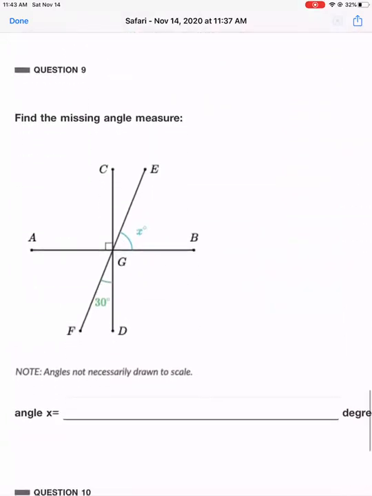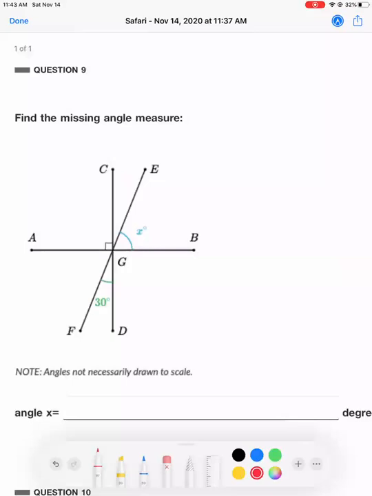Okay, again, finding a missing angle. So right away, I noticed that I have, so let me draw it, there we go, these two intersecting lines that are crossing. Based on what we learned in class, we know that when we have two lines that cross, their opposite angles are vertical angles. So this 30-degree angle and this angle here are vertical angles. Vertical angles are congruent. So this also has to be 30 degrees.